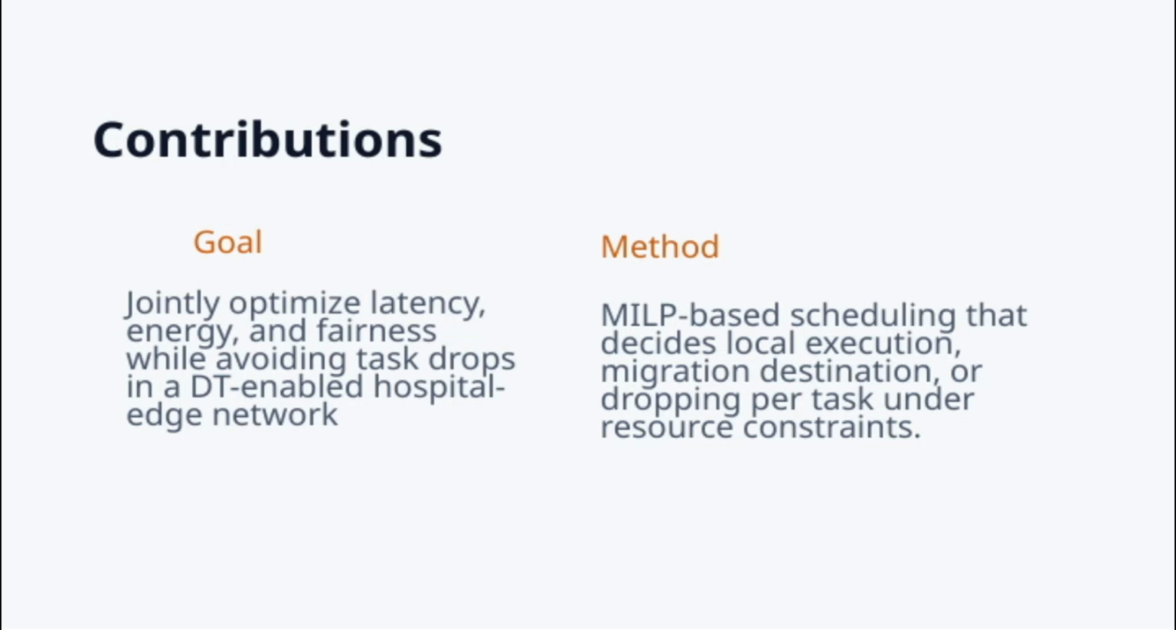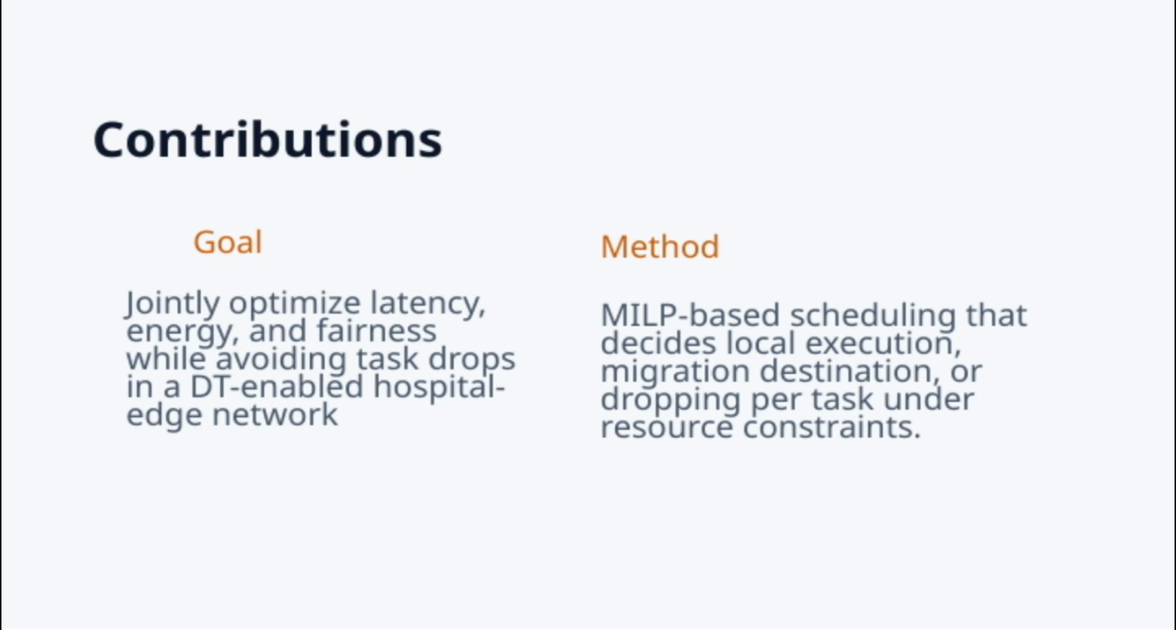On this slide, I want to highlight how we utilize MILP-based scheduling to make smart decisions for each task. Essentially, the system evaluates whether a task should be executed locally, migrated to a different node, or dropped altogether, all while respecting the resource constraints of the network. This approach ensures we're making optimal choices in a complex environment.